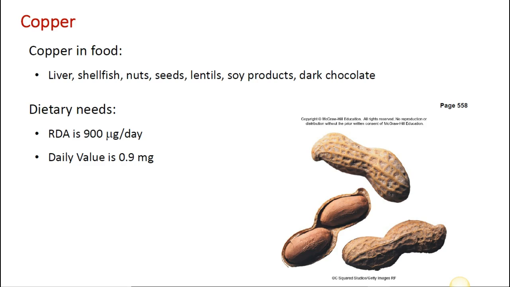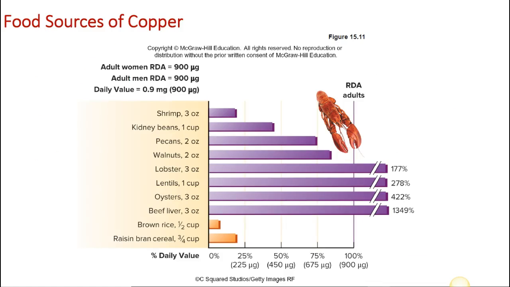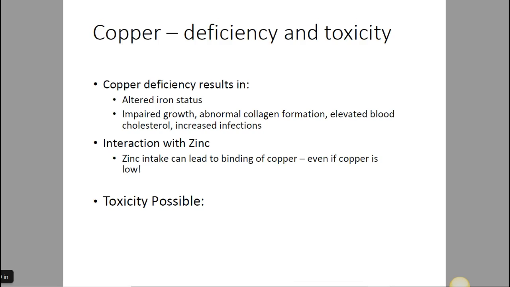We've got the needs listed here, but you're not expected to remember them. Here we see our food sources of copper. You can see several sources which provide much more than 100% of the RDA. Now, copper deficiency is rare, but when it occurs, it will result in altered iron status, impaired growth, abnormal collagen formation, increased blood cholesterol, as well as increased infections.